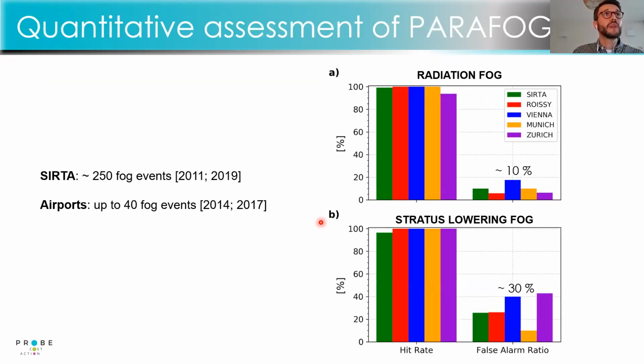These were perfect cases to show you what you can expect, but we also did a quantitative assessment of Parafog performance for radiation fog and stratus lowering fog. We know that for both fog types, the hit rate is almost 100%, which means that Parafog almost does not miss any event. And the false alarm ratio is about 10% for radiation fog, whereas it is 30% for the stratus lowering fog.